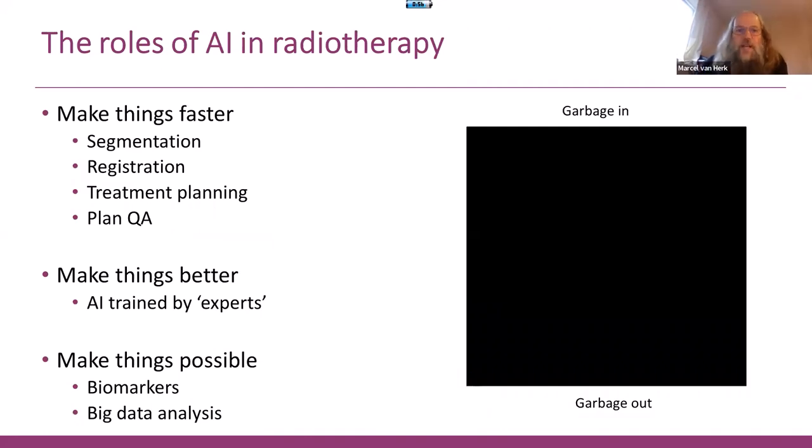But now what can we do with AI in radiotherapy? Well, we can use it to make things faster, because AI is really good in reproducing very complex algorithms, but being trained with hundreds of input data and then replicating the output with high accuracy. But we also want to make things better. And basically we need to train our AI with expert data, because otherwise we'll have the problem of garbage into the AI and garbage out. And it's a black box, so it's difficult to tell how that came about. And the last thing that we can do is we can make things possible, such as biomarker development and big data analysis. And I will have some examples of that.